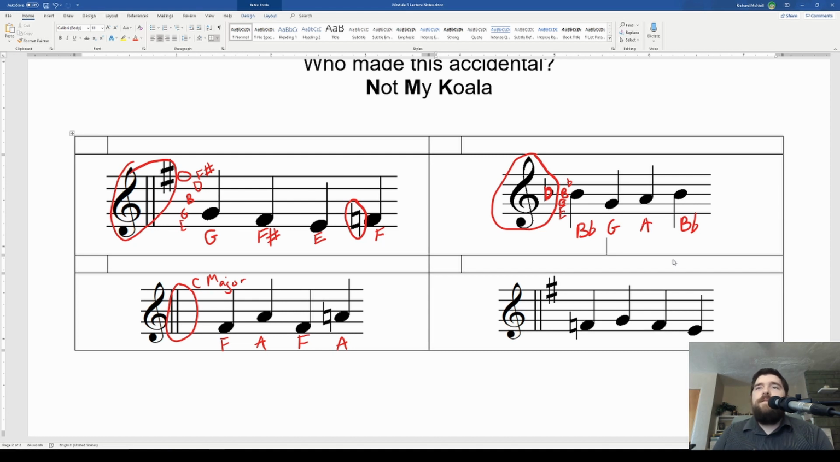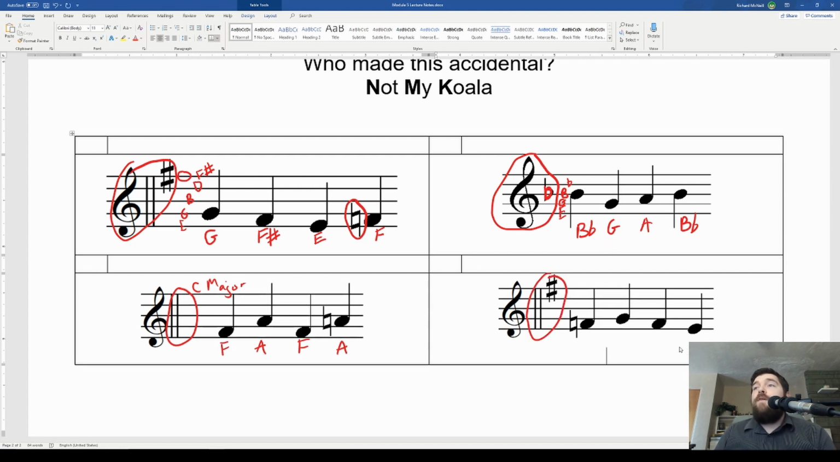Now, sometimes in some music there is a reason to have a natural there, even if, according to the key signature and the measure, it would be a natural as well. There are a few times where you will have that, so don't get freaked out by it. That is just a simple A. All right, now for our last one.